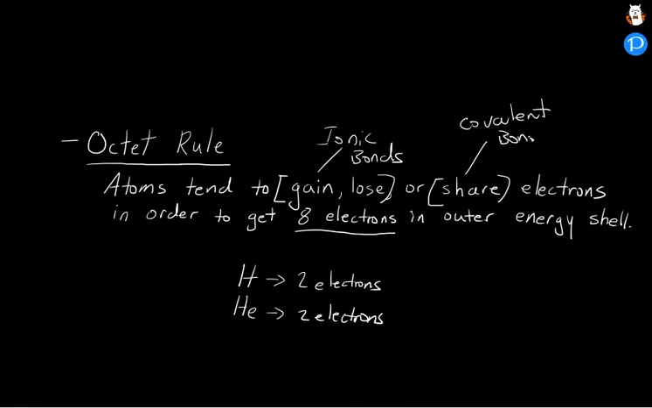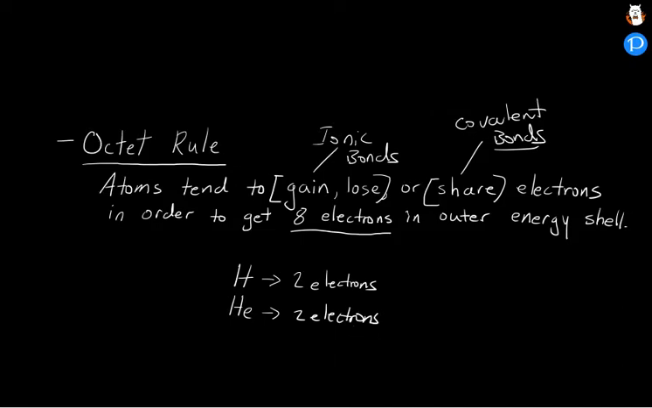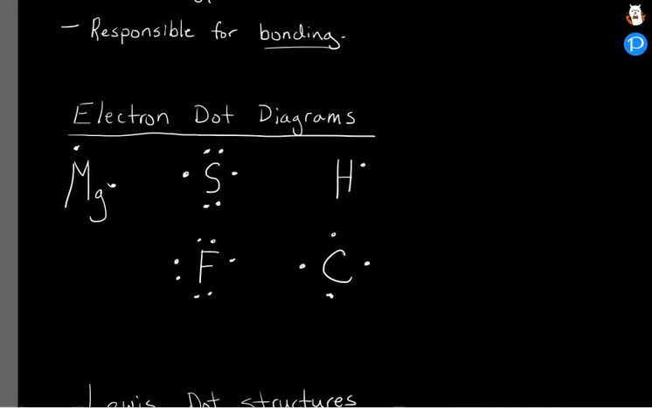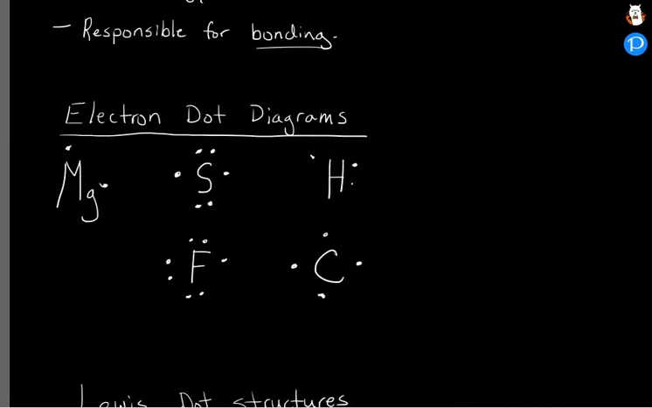Covalent bonds, which we really didn't talk too much about. So if we come back over here and look at these electron dot diagrams, I've got these elements here, and none of them have 8 electrons. Magnesium has 2, so it wants to get 6 more. Sulfur has 6 electrons, so it wants to get just 2 more, and then it'll be happy. Hydrogen, remember, just wants 1 more electron. Carbon wants to get 4 more. And fluorine just needs to get 1 more electron to be happy.